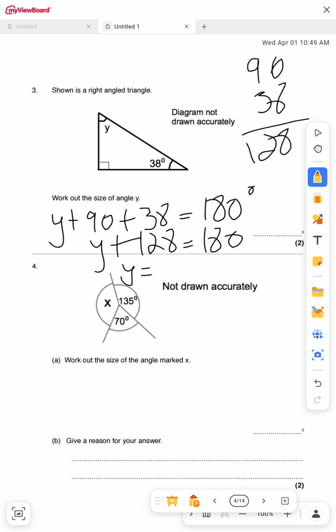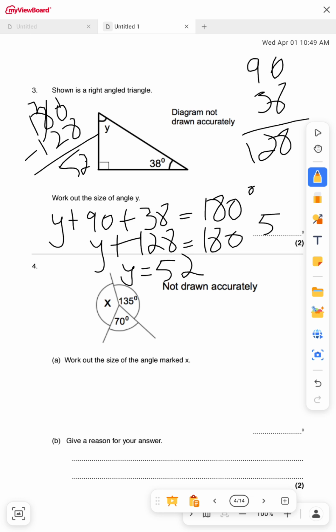So what is 180 minus 128? Let's check it out. 180 minus 128, that is 52. So the answer is 52 degrees. I hope it's clear. Now let's move on towards question 4.